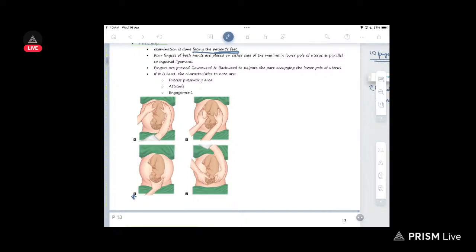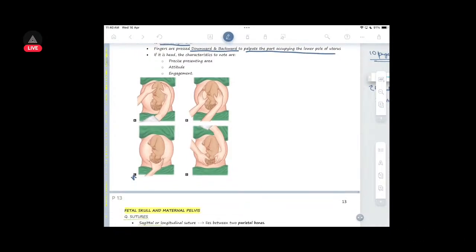Four fingers are placed on either side of the midline in the lower pole of the uterus, parallel to the inguinal ligament. The fingers are pressed downward and backward. Palpate the part occupying the lower uterus. If the head is the presenting part, then you can find the precise presenting area, attitude and engagement.